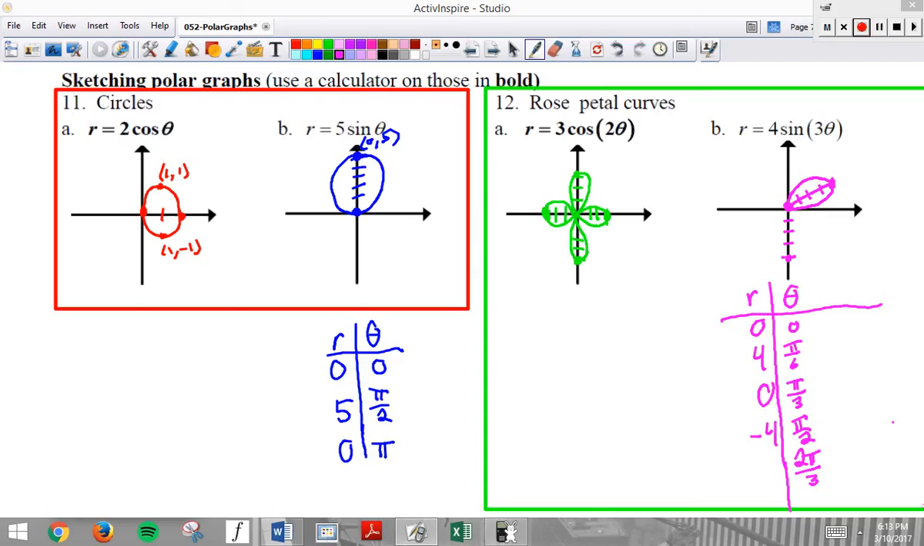Told you I would need more space. I think I'm even going to run out now. Sorry. 2 pi over 3. 2 pi over 3 times 3 is 2 pi. Sine of 2 pi is 0.